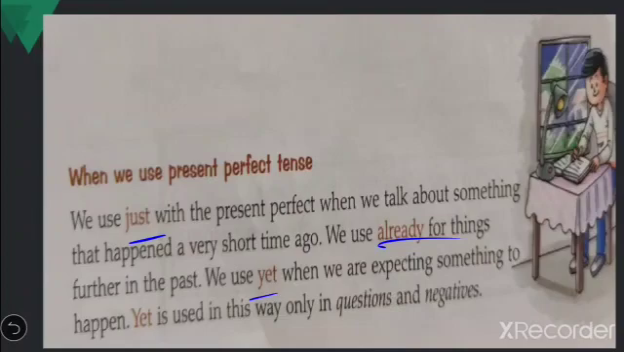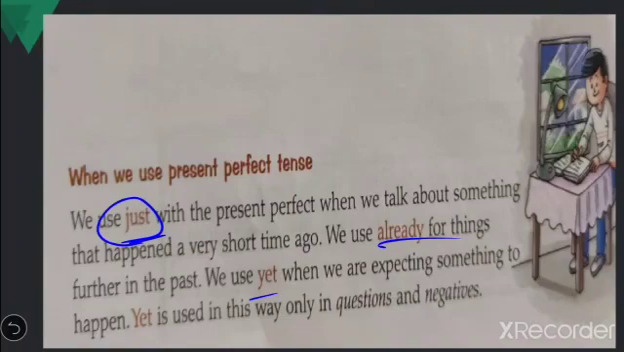He has just gone out. The clock has just struck 10. It's happened before, 2-3 minutes, before 5 minutes. For that we have to use just. And here we have to use present perfect tense.